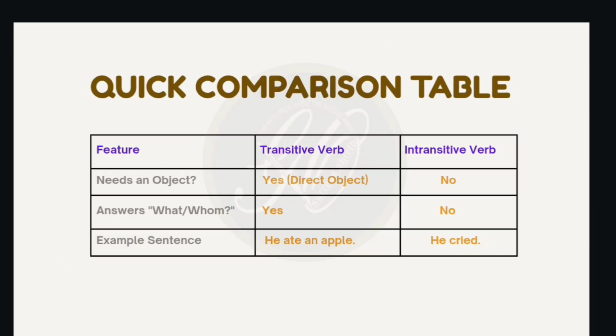Let's make a quick comparison between transitive and intransitive verbs. Who needs a direct object? Transitive verbs need a direct object and intransitive verbs do not need any direct object. Who answers what and whom? Transitive verbs answer what and whom. Intransitive verbs do not answer what and whom. A quick example of it. Transitive verb, he ate an apple. What did he eat? He ate an apple. Intransitive verb, he cried. The sentence has a complete sense. He cried.